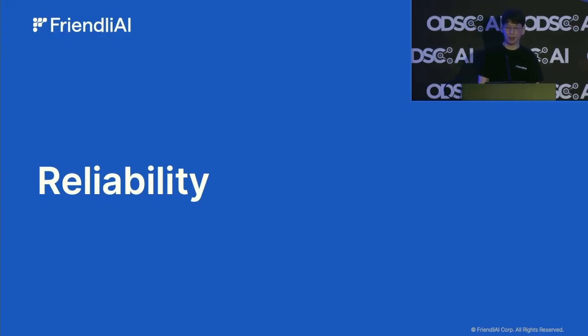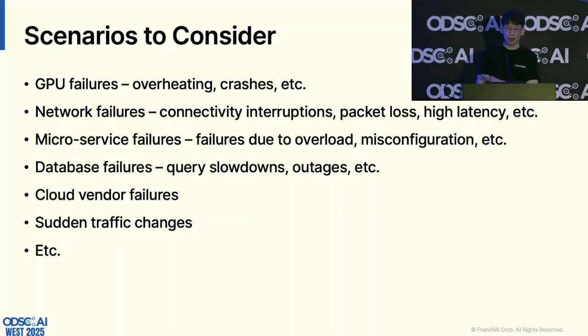Now, reliability. When it comes to mission-critical production applications, nothing matters more than reliability. There are tons of scenarios to consider. GPU failures. GPUs fail more often than you think. And in particular, scale-up architectures pose greater challenges for failure handling. Let's say you have 72 GPUs in a server and one GPU fails. What do you do? It's quite challenging.